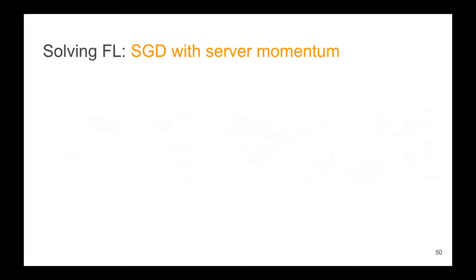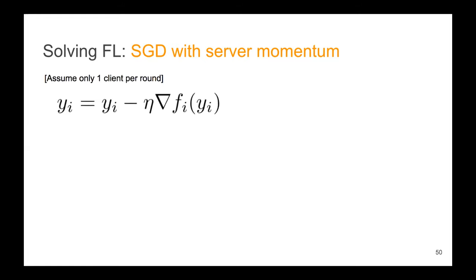To motivate that, I'm going to discuss a simple idea which actually helps quite a bit in practice, which is to use momentum. So let's talk about running SGD with server momentum. The way it's going to work is as follows. Again, this is SGD, so we're only going to take one local step. Let's assume that we're only sampling one client at a time. Okay, so we just sample one client.